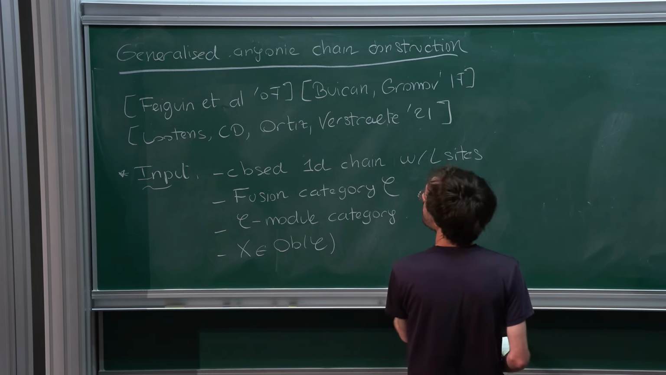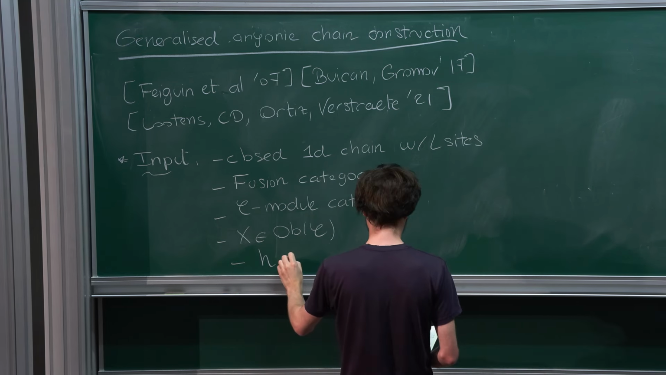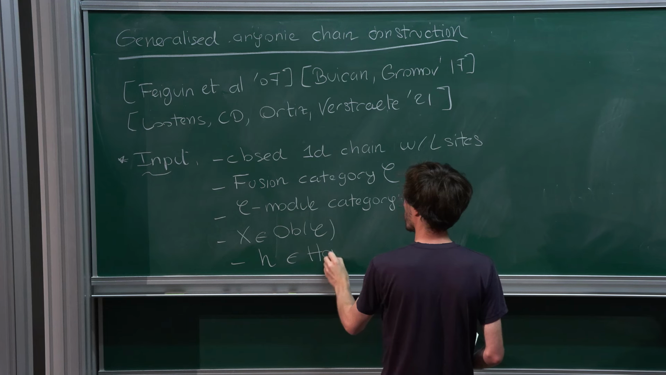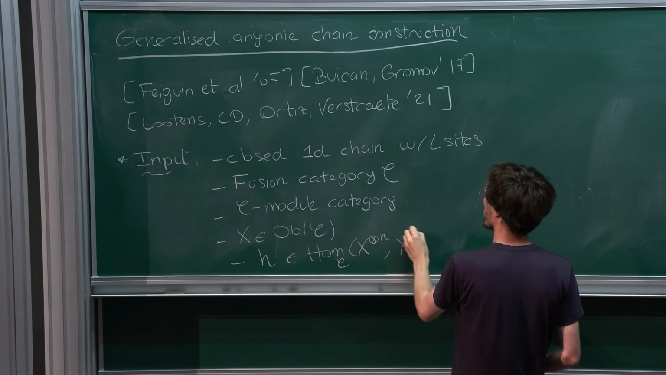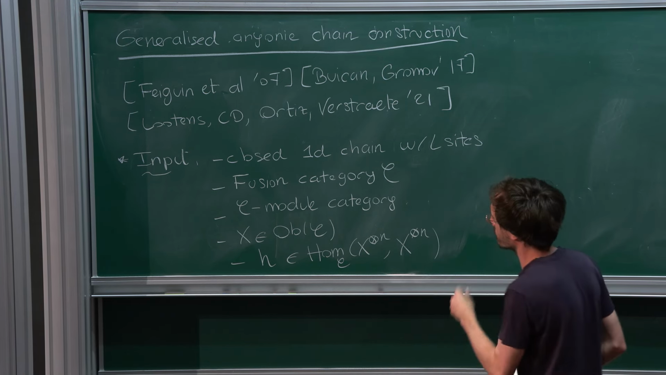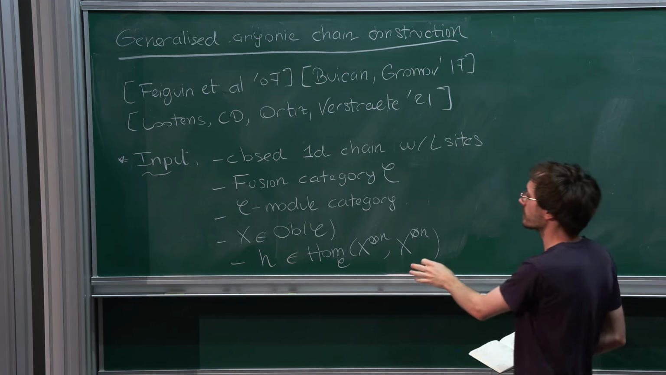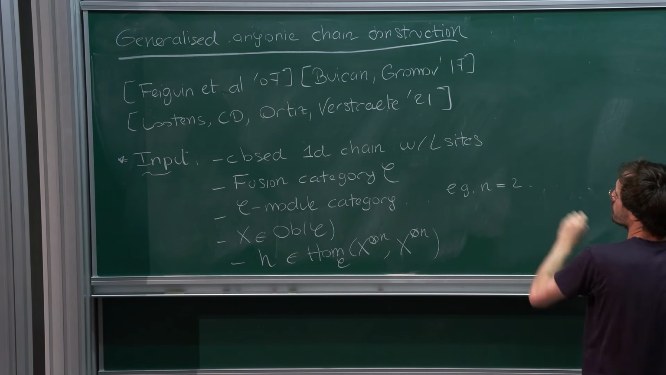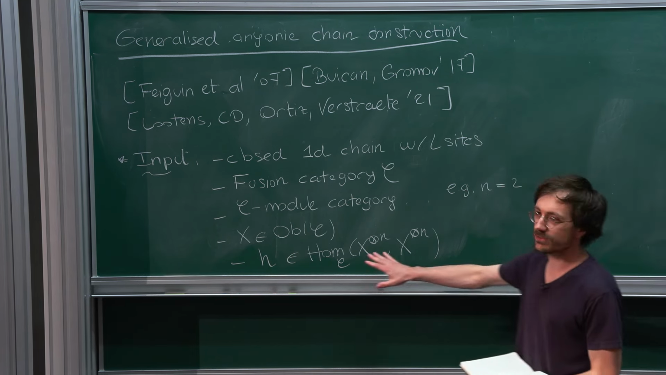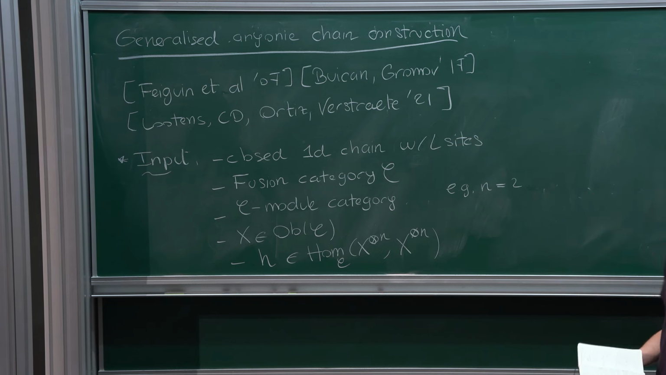And finally, I need something that will encode the dynamics of the theory. Let me first write it down like this. It's a map in the category, which corresponds just to a vector in a given junction space. So here, I'm considering a map from n copies of the object x to n copies of the object x. Typically, we choose n to be 2. This will basically dictate on how many sites you act, whether you want a 2-body, 3-body, or 4-body term in your Hamiltonian. Typically with 2, we can already cover most Hamiltonians.